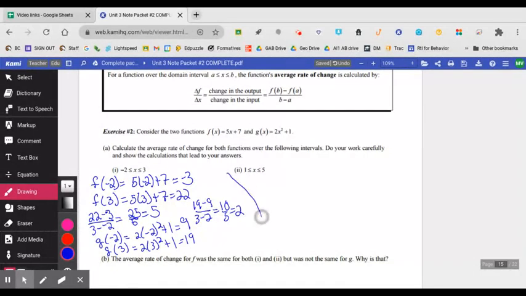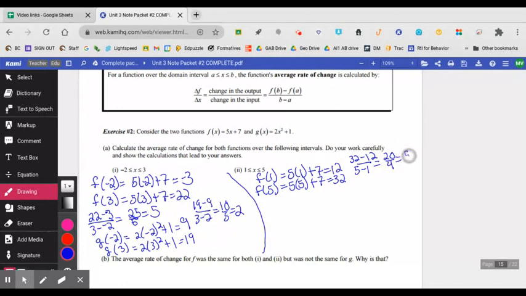Then we're going to do this other example. So we're going to do f of 1, which is 5 times 1 plus 7, which is 12. Going to do f of 5, which is 5 times 5 plus 7, which equals 32. Then it's 32 minus 12 over 5 minus 1, which is 20 over 4, which equals 5. That's our average rate of change.